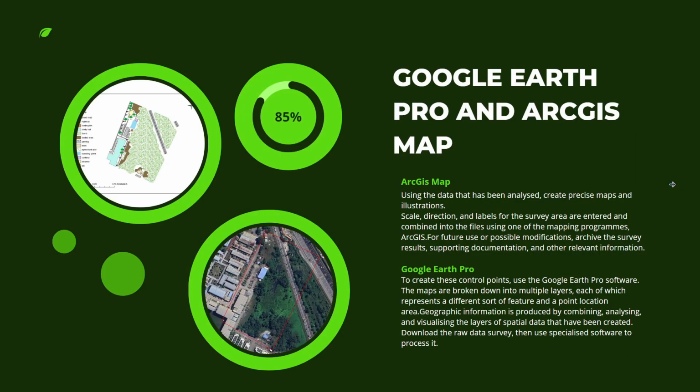Next, we use Google Earth Pro and ArcGMap to get actual data on scraping. But as we all know, the data from Google Earth Pro was outdated at 2014. But we use Google Earth Pro to create a control point, not just take raw data directly from Google Earth Pro. We broke it down into multiple layers that represent different sorts of features and topography. We also visualized the layers of spatial data that have been created, downloaded the data and did the raw data survey.